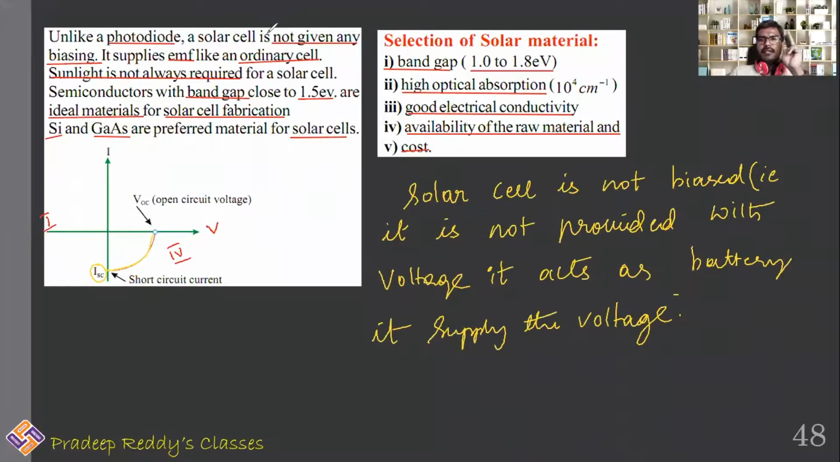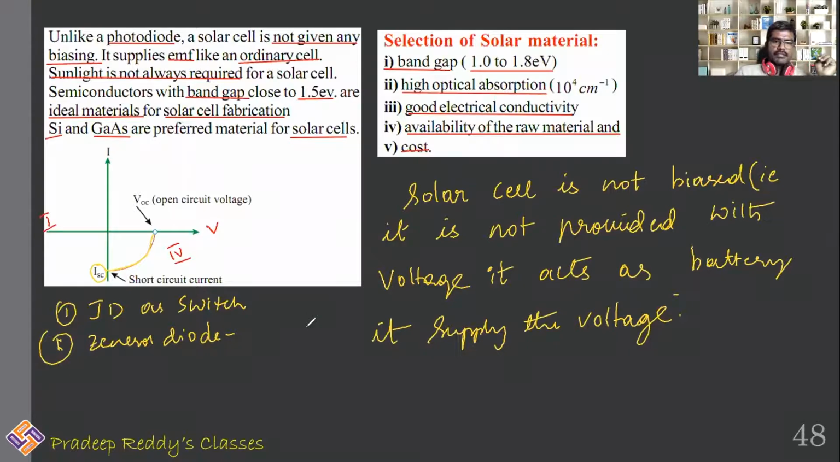These are the uses of junction diode. Number one, we can use a junction diode as a switch. We can use a junction diode as a Zener diode. A Zener diode can be used as a voltage regulator. And number three, a junction diode is used as a rectifier.